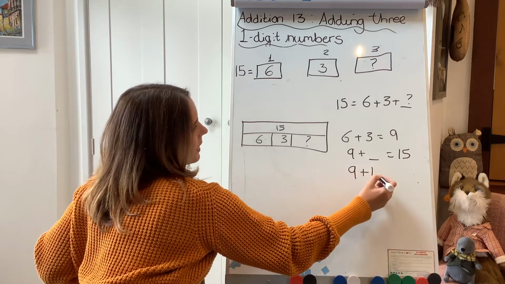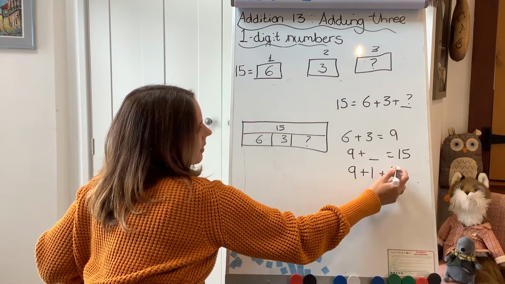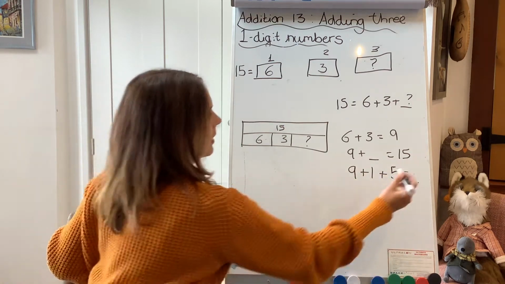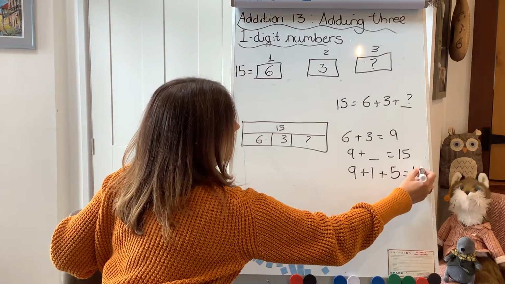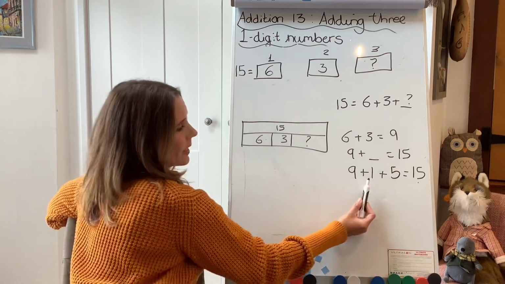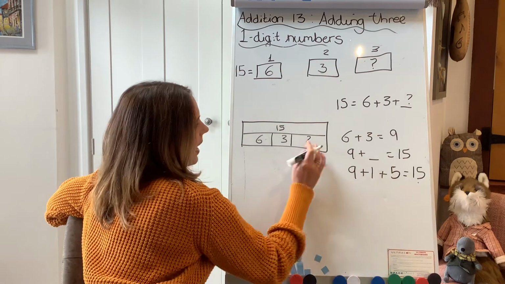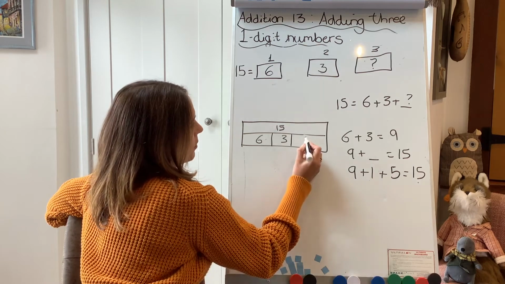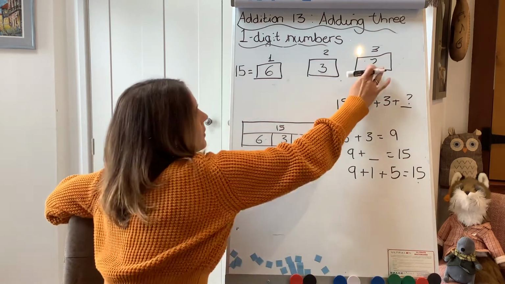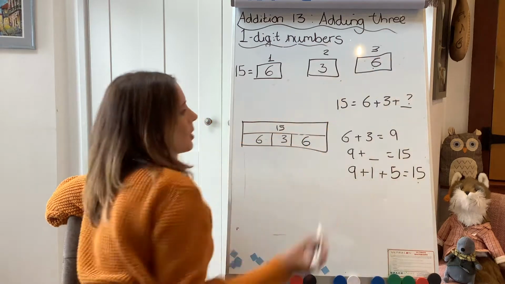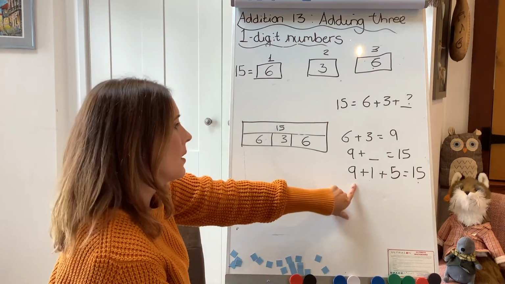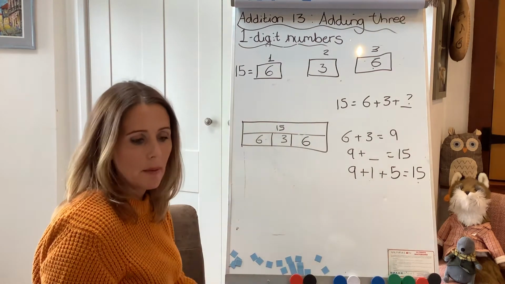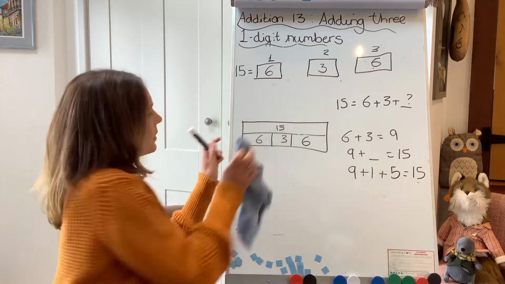So 9 add 1 add 5 is equal to 15. So the missing score is the 1 and the 5. So they also scored 6. The third person scored 6. So I'm using my number bonds to help me there. 9 and 1 is going to take me up to 10, and then I can add 5 on. So I'm regrouping to make 10 again. Okay. Last ones.